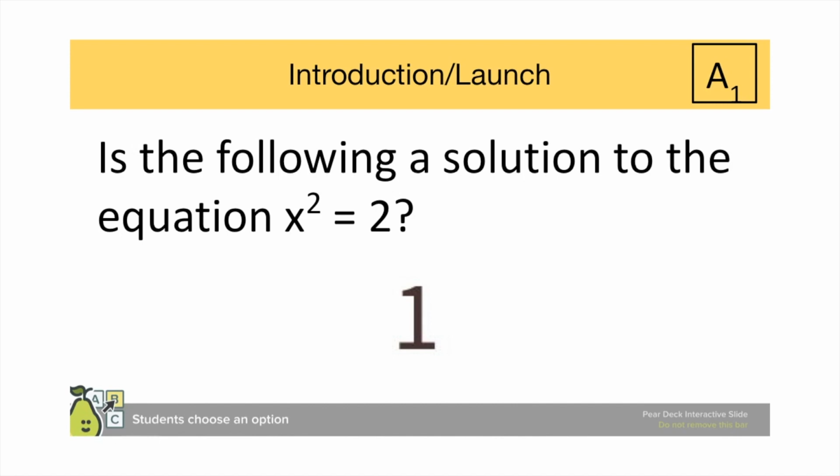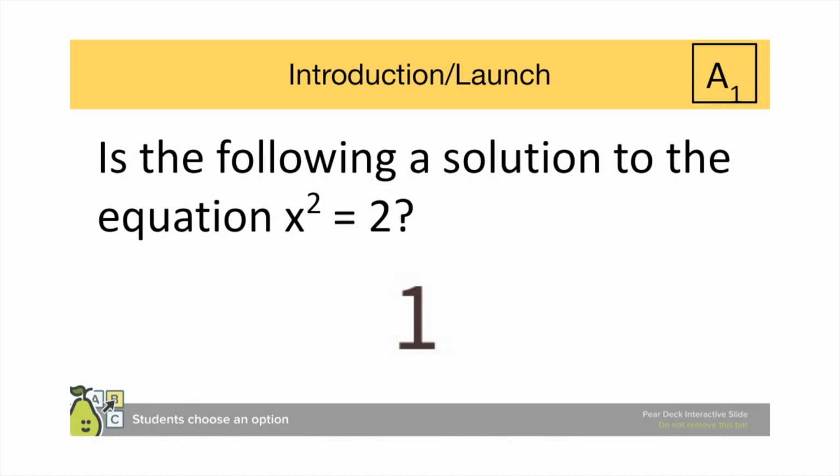The goal of the introduction is to achieve a more precise value of the square root of 2 than about 1.5, maybe a little less. In other words, an exact solution to x squared equals 2 is required. In this activity, students are going to consider whether certain candidates are solutions to this equation.